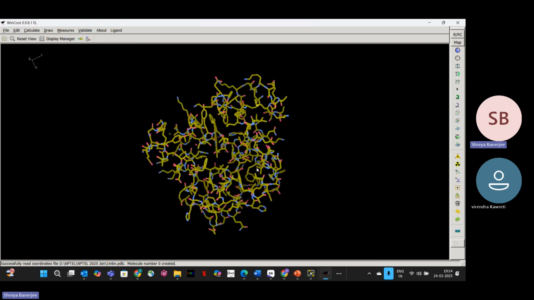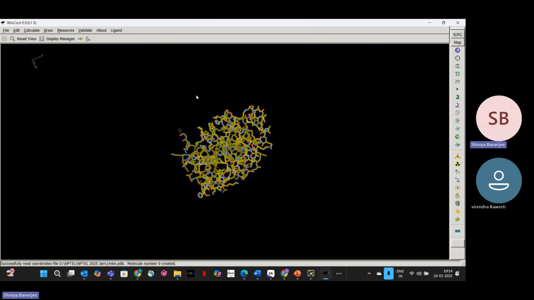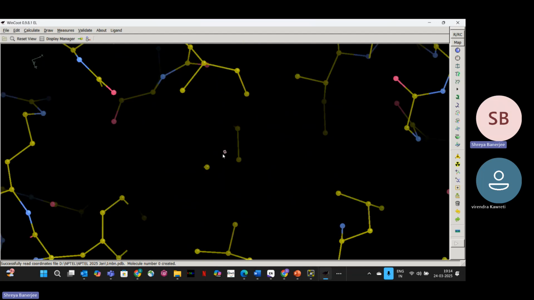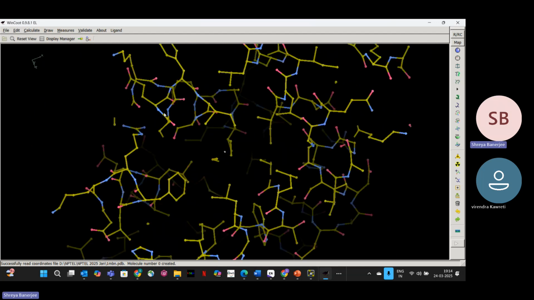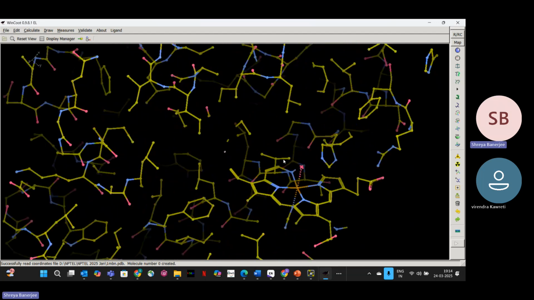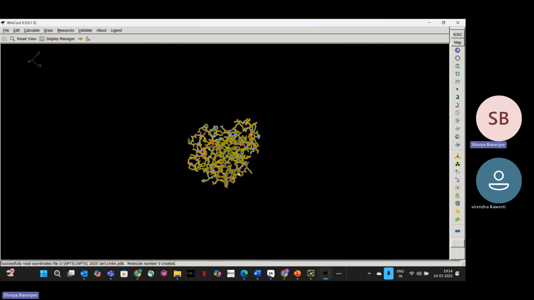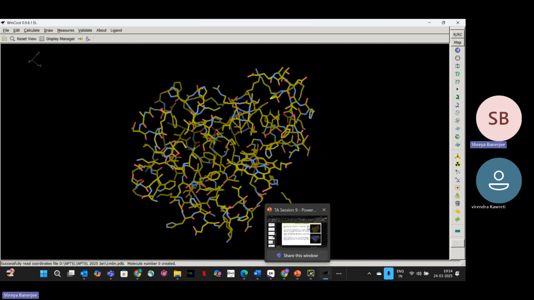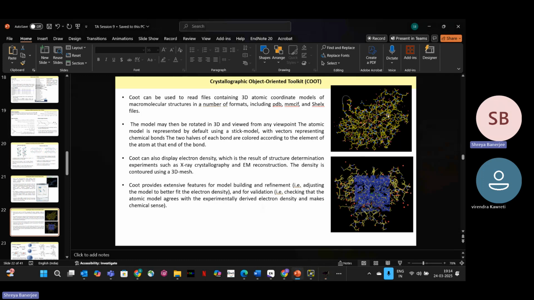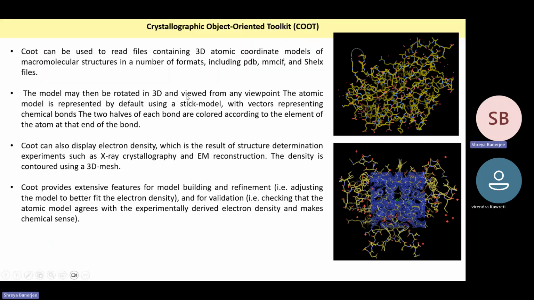can rotate the structure to see it from different angles. You can expand the structure and look at it from different angles. So this is helping you visualize the three-dimensional structure. You can see this kind of a structure here. The atomic model is represented by default using a stick model we just saw, with vectors representing chemical bonds, and the two halves of each bond are colored according to the element at each end.